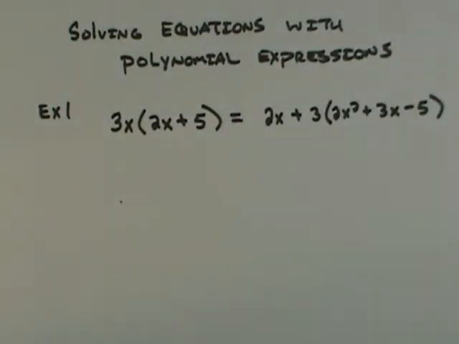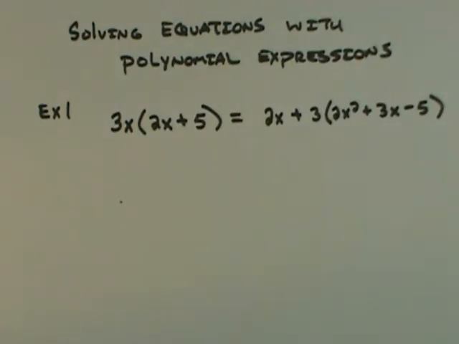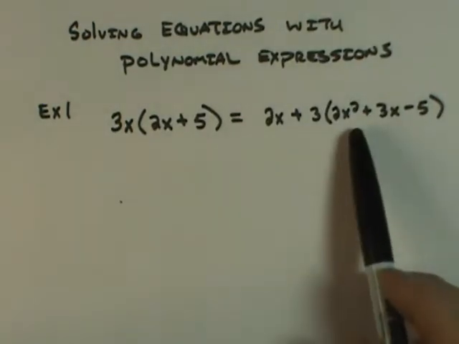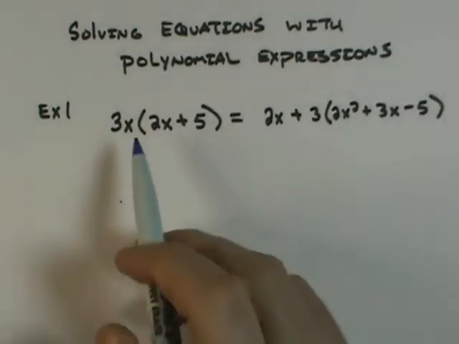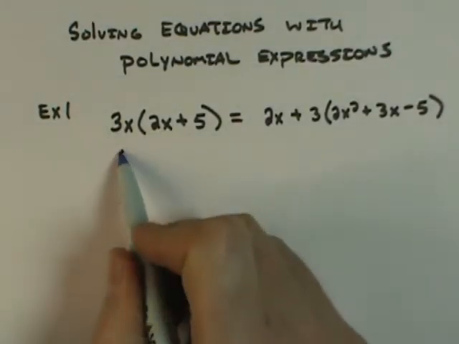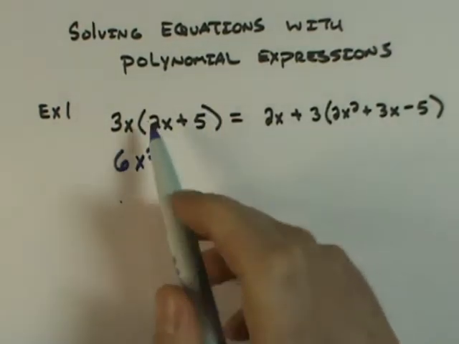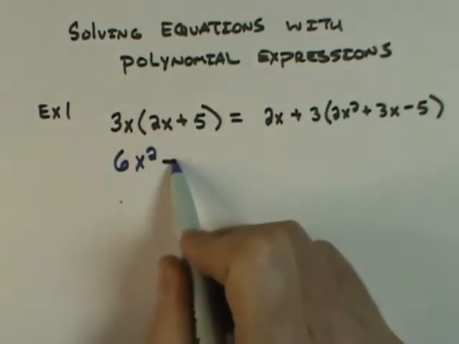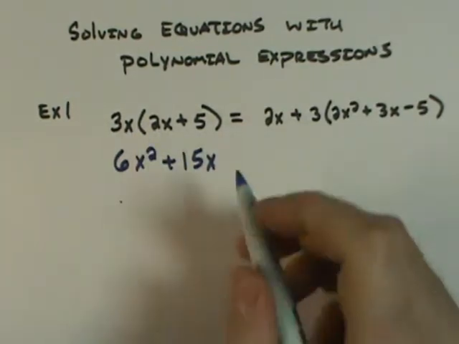And so for this first example, it says 3x times the quantity 2x plus 5 is equal to 2x plus 3 times 2x squared plus 3x minus 5. Just like we did in the previous examples, you're going to want to distribute. And so when we distribute here, 3 times 2 would give us our 6. x times x would be x squared. 3 times 5 would be positive 15. And the x comes along for the ride.